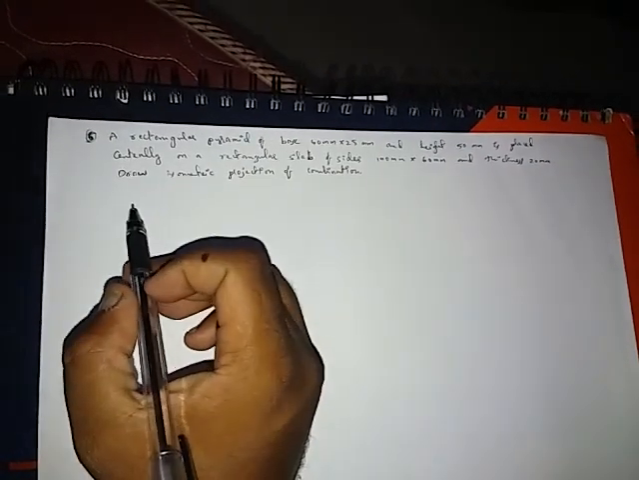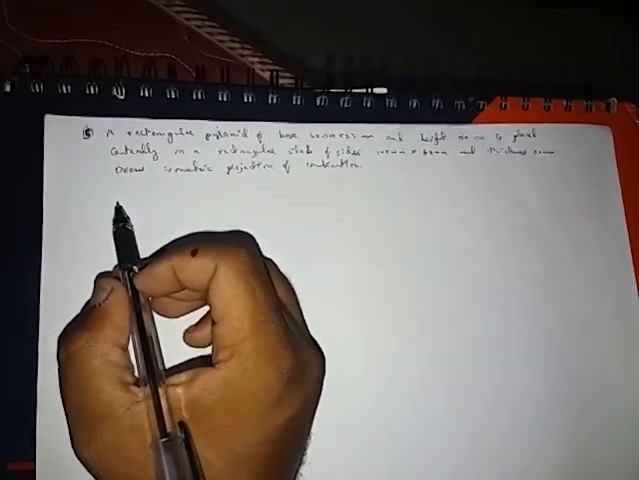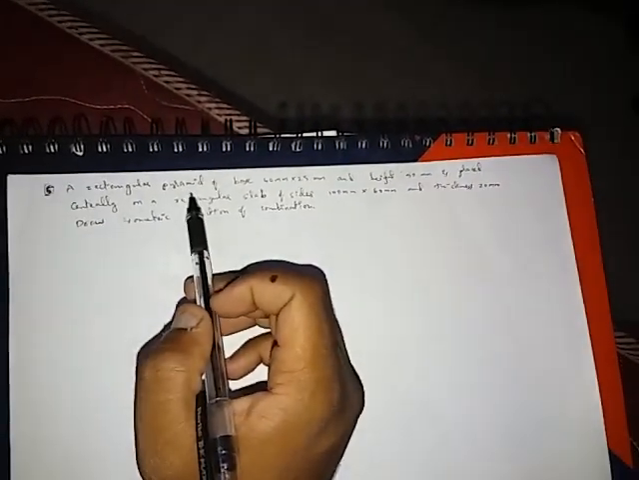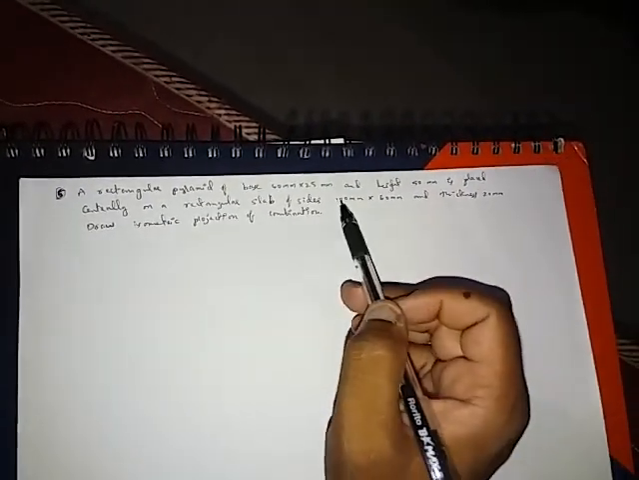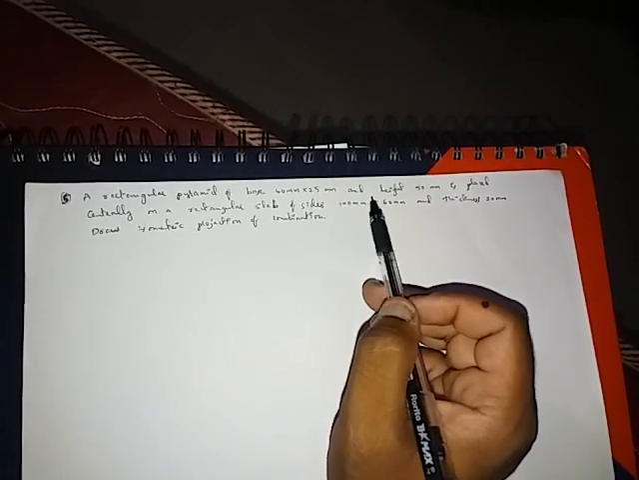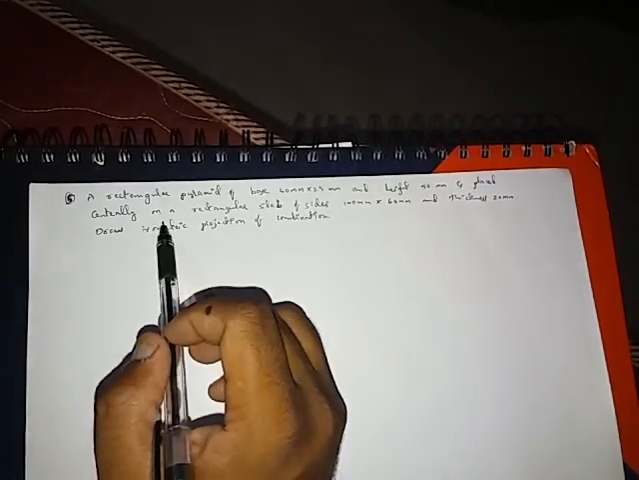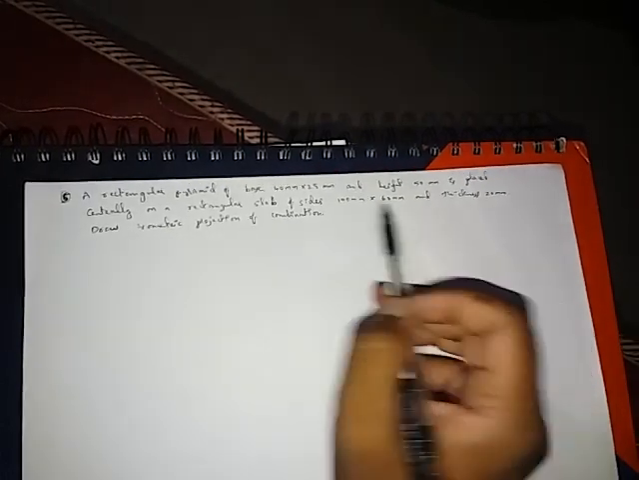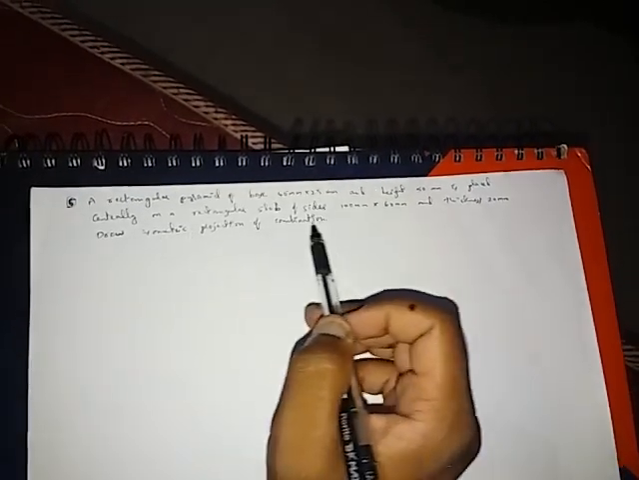Good morning, students. Today we will go for one of the problems on isometric projections. So the question says a rectangular pyramid of base 40 mm by 25 mm and height 50 mm is placed centrally on a rectangular slab of sides 100 mm by 60 mm and thickness 20 mm. Draw the isometric projection of the combination.